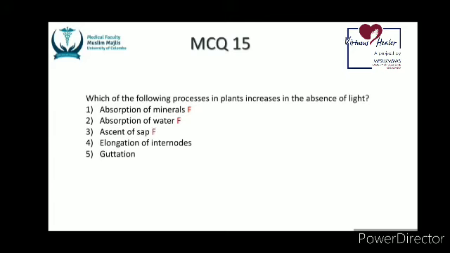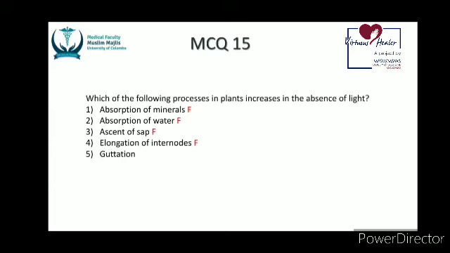Number 4, elongation of internodes. Now, internodes are the regions between two nodes that is present in the stem of a plant. And elongation of internodes occurs as a result of increased cell division and cell elongation, which will require plant growth factors. So this is a process that depends on plant growth factors. Therefore, we cannot say whether this process increases or decreases in the absence of light.